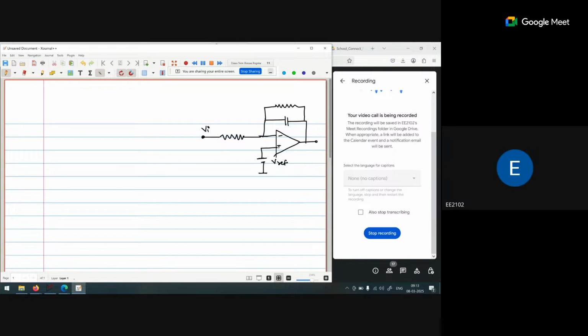You are talking about this one. Sir, the resistor is not in parallel with the capacitor. When that is the case.